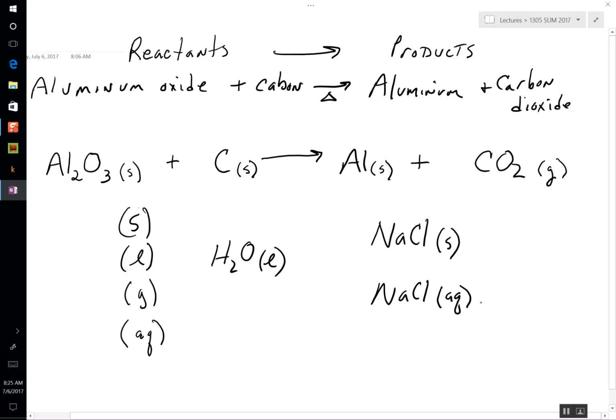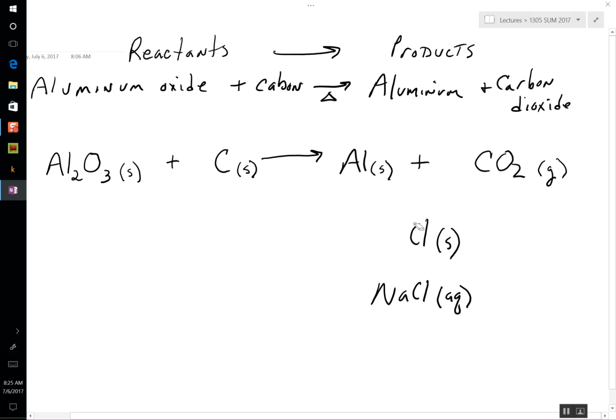Sodium chloride crystals. But if you saw this in an equation, it would say that the sodium chloride is dissolved in water. You have a solution of sodium chloride. This is how you're introducing it into the reaction, or how it's coming out of the reaction. All right, so just be aware of that. I'm going to erase all that, and now get back to balancing this equation.